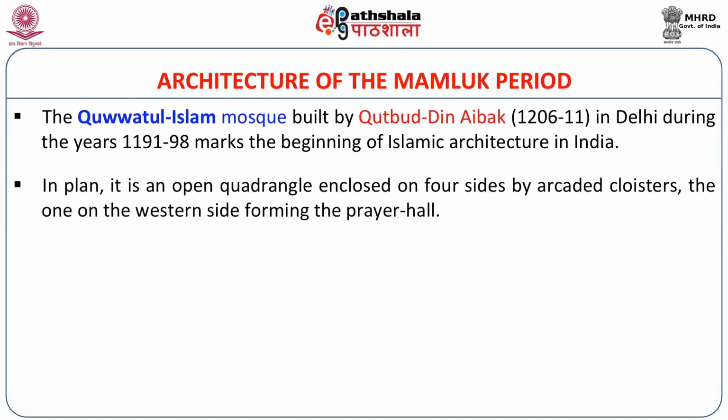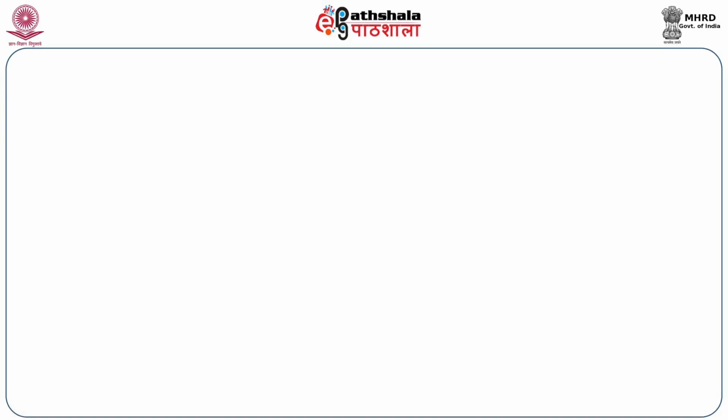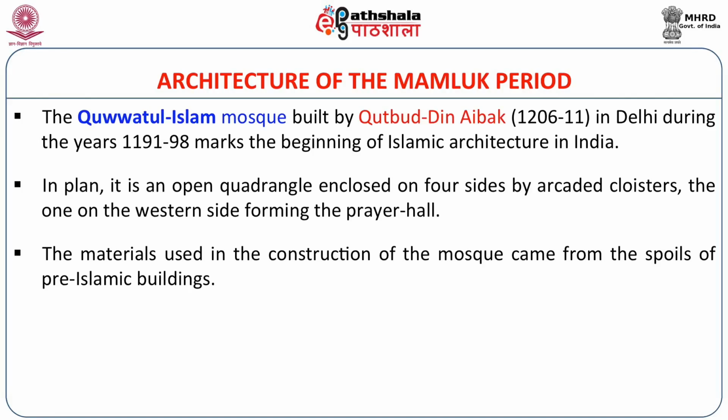So far as the plan of this mosque is concerned, it is an open quadrangle enclosed on 4 sides by arcaded cloisters, and the one on the western side forms the prayer hall. The western wall of the prayer hall is always on the side facing Makkah, and that is called the Qibla wall.